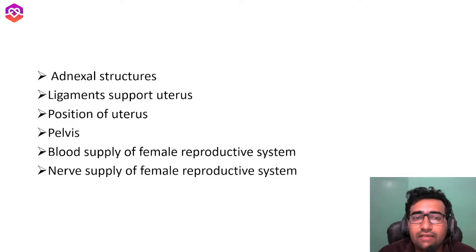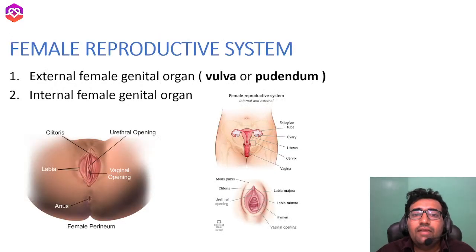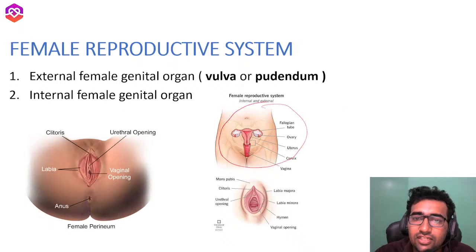And about the pelvis, I will discuss a little bit. And the blood supply and the nerve supply of the female reproductive organ. These are the contents of our lecture today. Okay. Now, think about the female reproductive organ. As I told you, there is the external genital organ, I mean the vulva or pudendum, the female genital part. As well, you can see the internal genital organ here consists of uterus, ovary, and this fallopian tube. You can see the fallopian tube, ovary, uterus, cervix, etc.